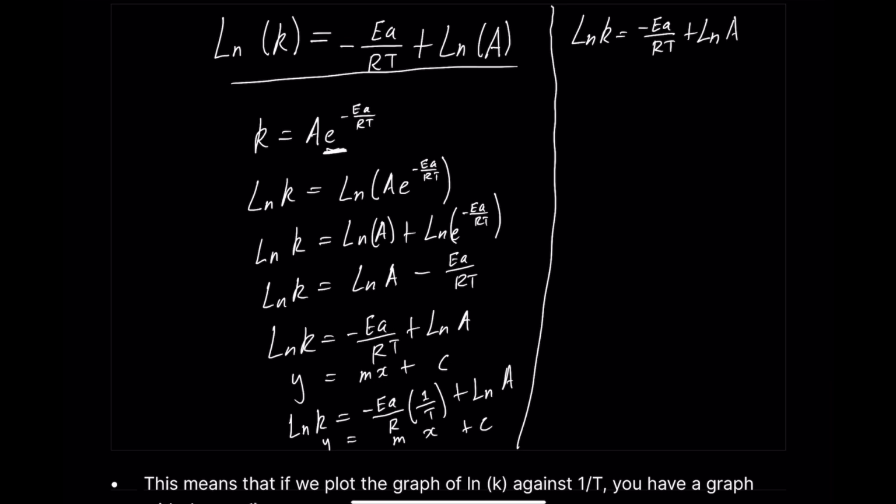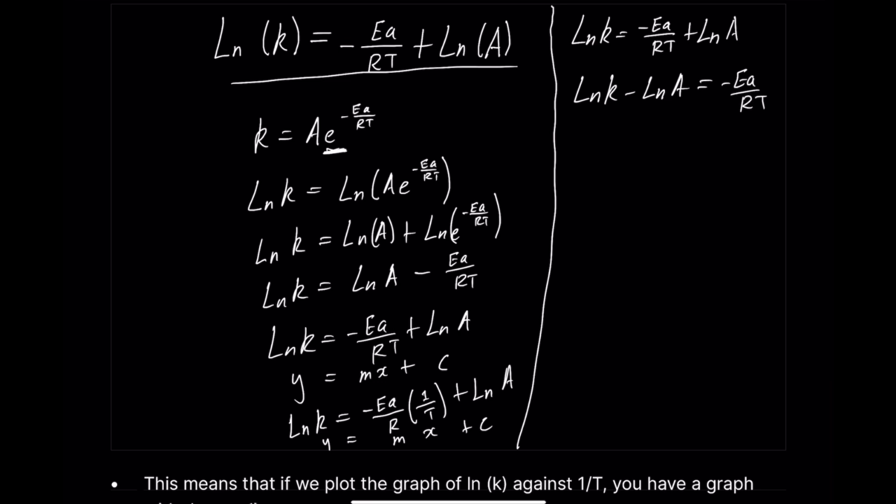And now we're just rearranging this equation so we can get just EA. The first thing I would do here is move the ln A over to the left. So ln K minus ln A equals minus EA over RT. Again, you should be able to rearrange equations.